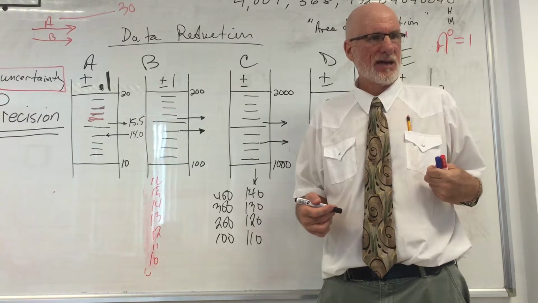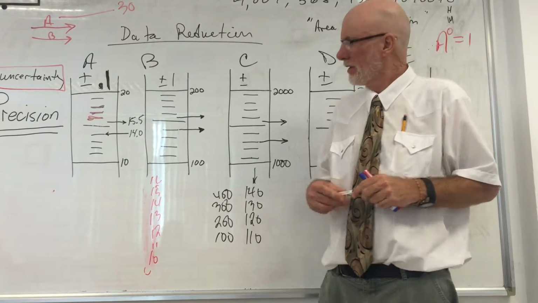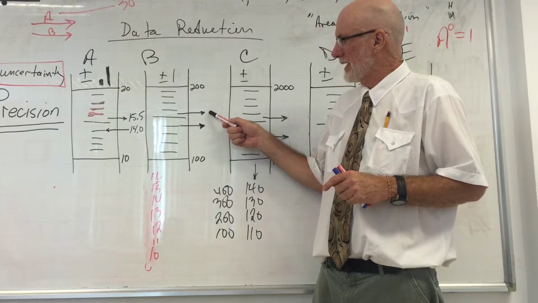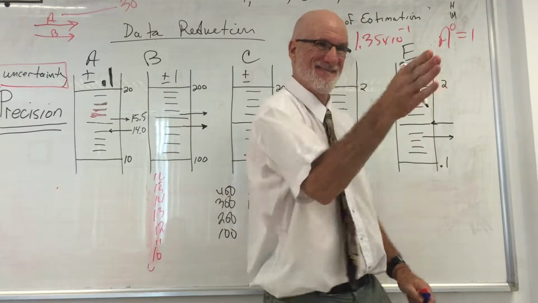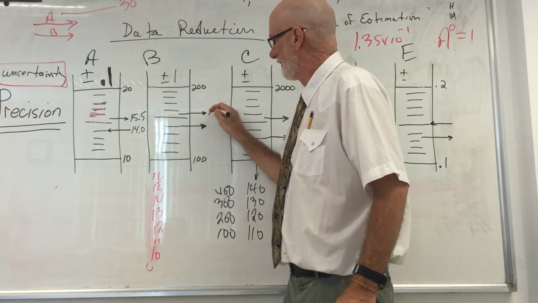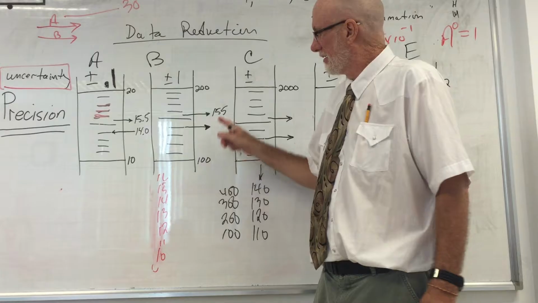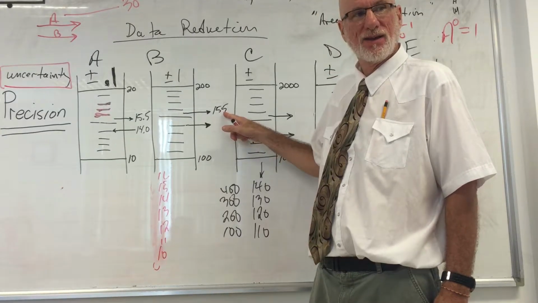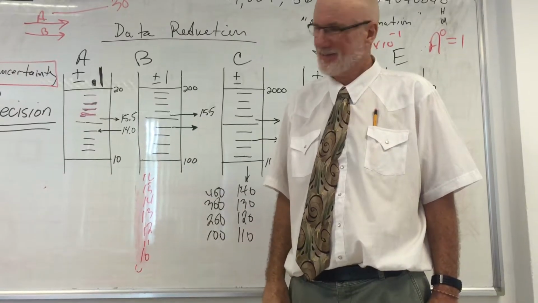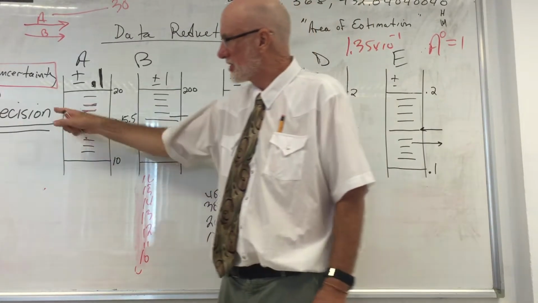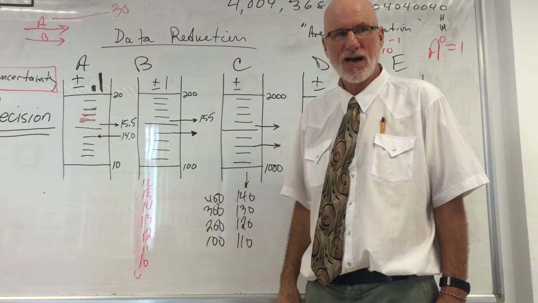Let's practice that, okay? Let's see if we know that. And you're going to do it. You ready? What's that answer? 155. Excellent. 155. What place value is that? One. Excellent. What's the precision? One. There you go. You got it.